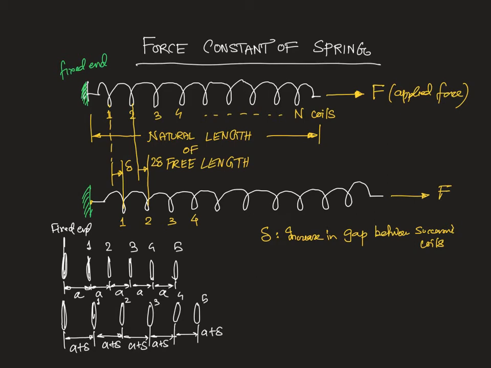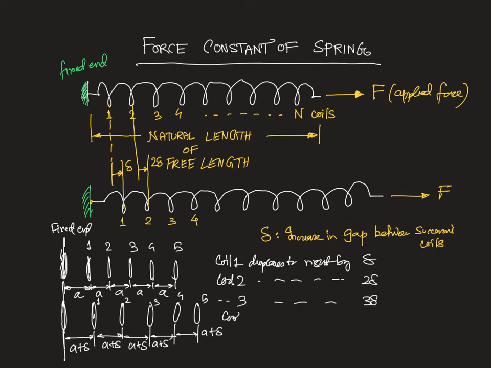So the fixed end is already there. This is the same position, it is fixed. Now let's look at coil 1. So due to this extension, the coil 1 displaces by how much? Coil 1 displaces to the right by delta. Coil 2 displaces to the right by 2 delta. Coil 3 displaces to the right by 3 delta. So coil n displaces to the right by n delta.